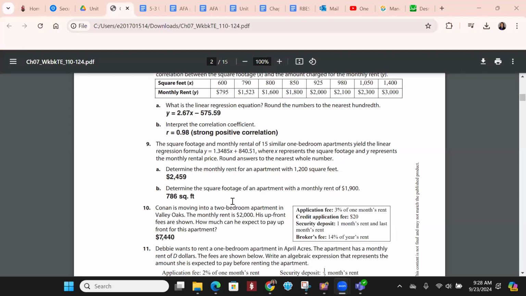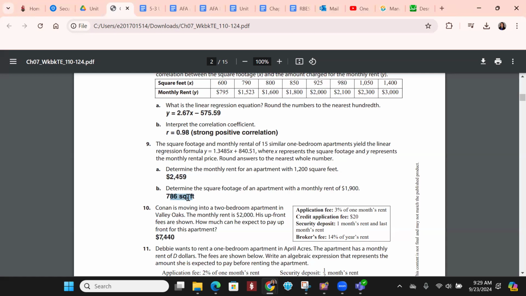And this, if you read the problem, it tells you where to put the numbers. So X is the number of square feet. Y represents the monthly rent. Determine the monthly rent with 1,200 square feet. So where are we putting 1,200? For X. You plug in X, and then you're going to get 2,459. Determine the square footage of an apartment with a monthly rent of 1,900. So we're going to put 1,900 in for Y, and then plug it in and solve for X. That would give us 786 square feet.